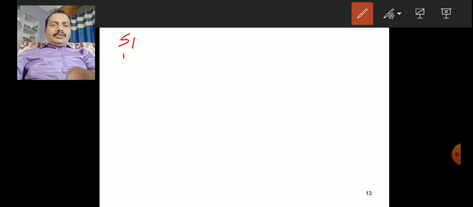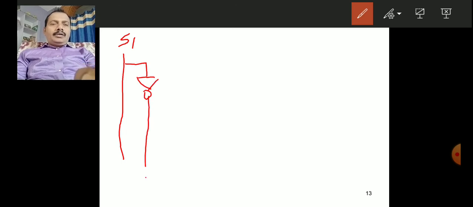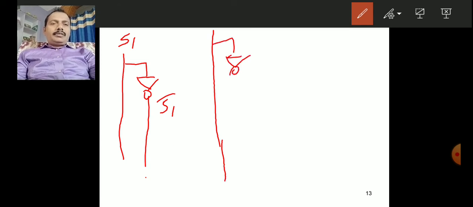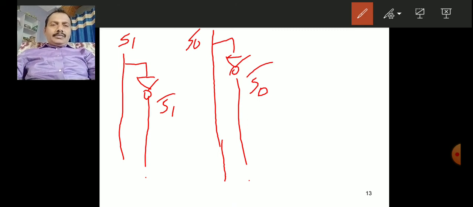S1, you make a line like this, and you connect one NOT gate, make a vertical line. So this is S1 bar line. Similarly, for S0, make a line, NOT gate. This is the S0. After getting this, you have to appropriately connect.